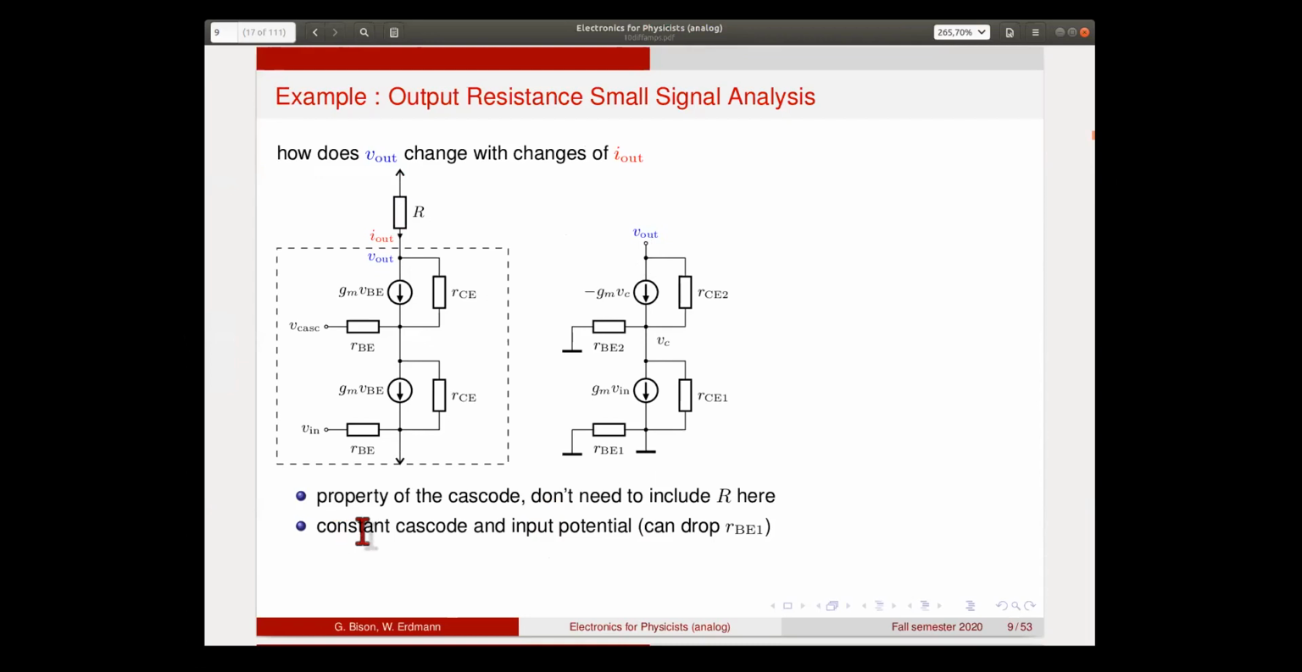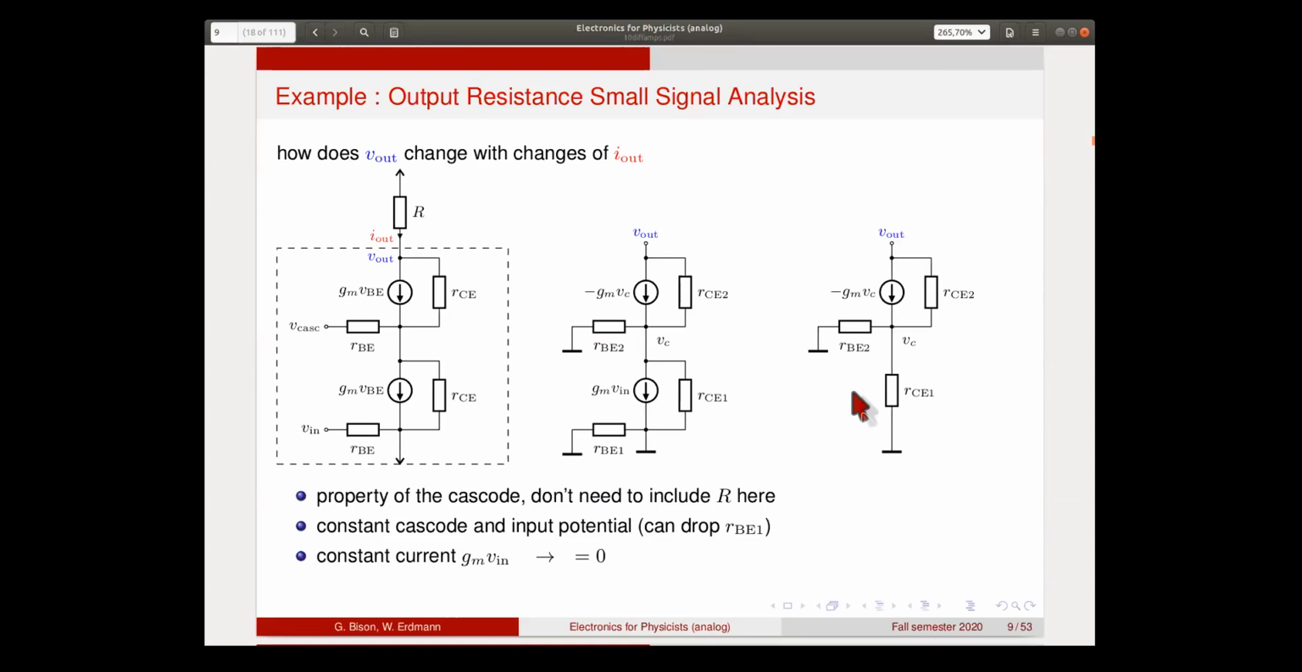Then the cascode voltage is constant and the input voltage is constant. So we really want to see what happens when we play at the output. So we connect these two resistors to constant potentials. And as you may remember in the small signal analysis, a constant voltage can be set to 0. So this resistor is between two equal potentials, and we can drop it completely. And since the input voltage is constant, this is also a constant current, so in the small signal current, we can drop it completely. So this is all we're left with.